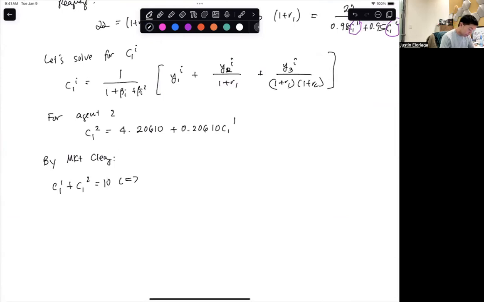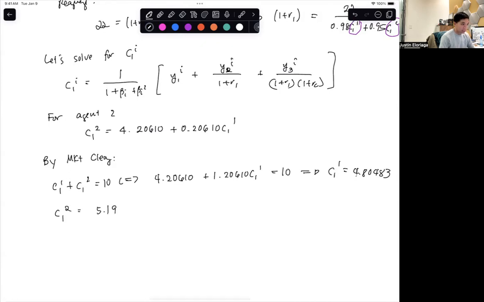Therefore, it must be that 4.20610 plus 1.20610 C11 is equal to 10, right? And if I solve for C11, it's gonna be 4.80483. And if I solve for C12 now, if I plug it back to market clearing, it's gonna be 5.19638. Okay, so now having solved for those C1 terms, I have the C1 terms.